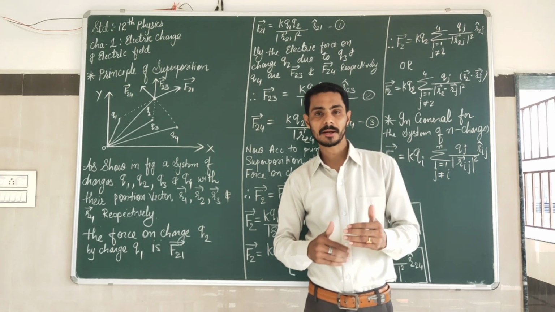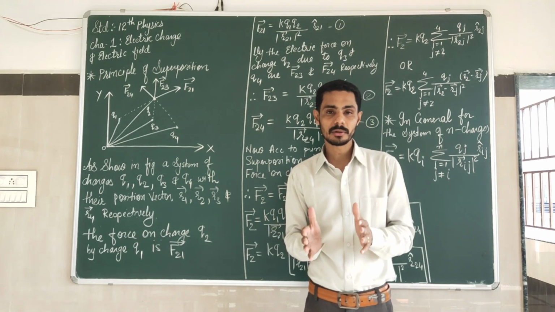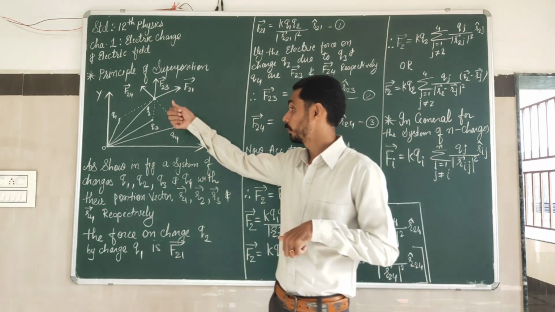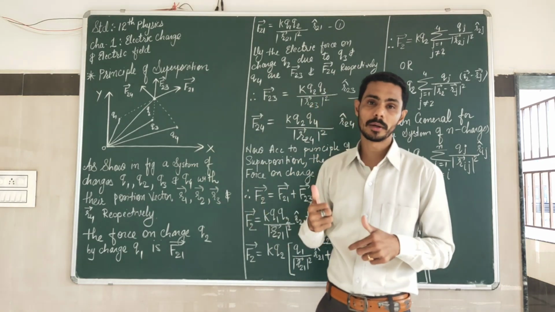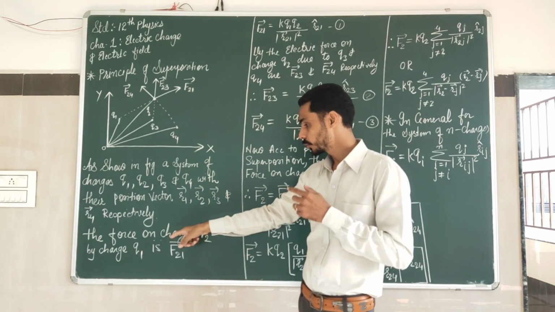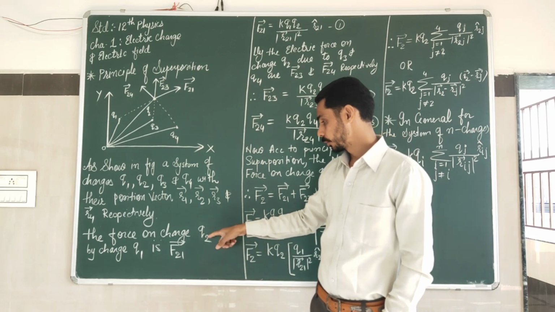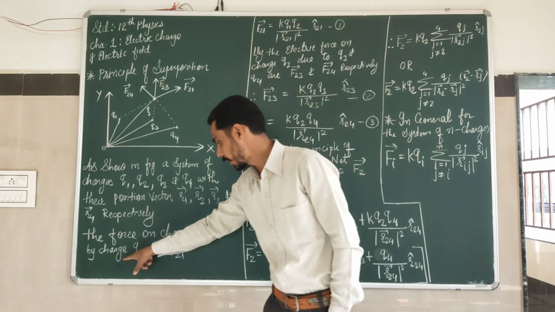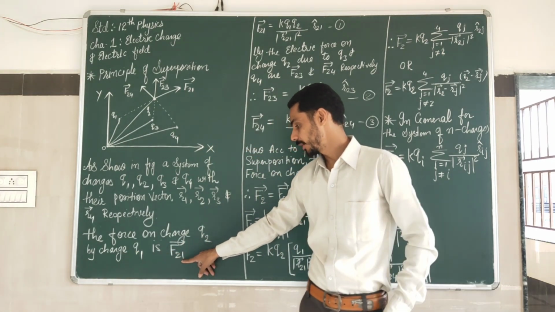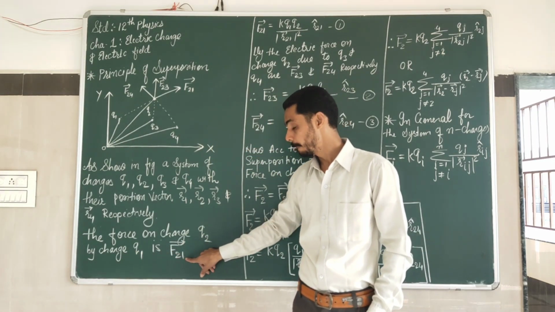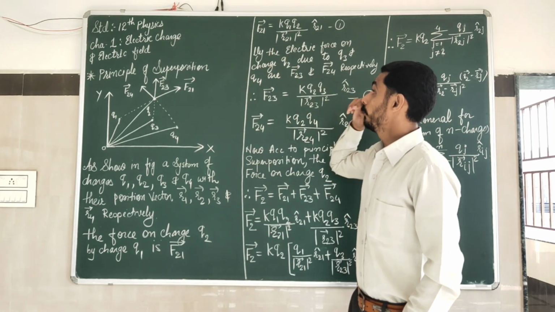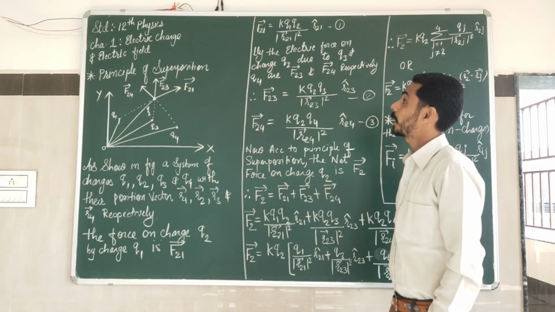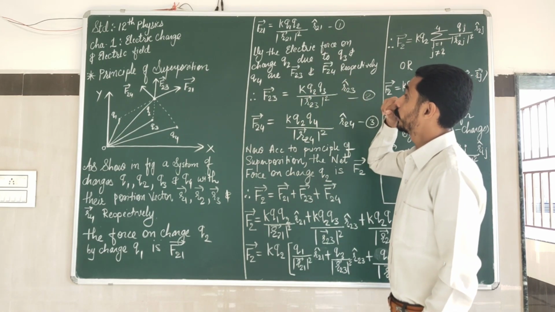The principle of superposition is like that: when you do the vector addition of any physical quantity, that will be the correct answer. So here we will find the total force on Q2 by Q1, Q3 and Q4. Clear? First I start with the force on 2 by 1. My first one is the force on charge Q2 by charge Q1, represented by F21. We know this very well, derived from Coulomb's law: F21 equals K Q1 Q2 by R21 the whole square into the direction R21.